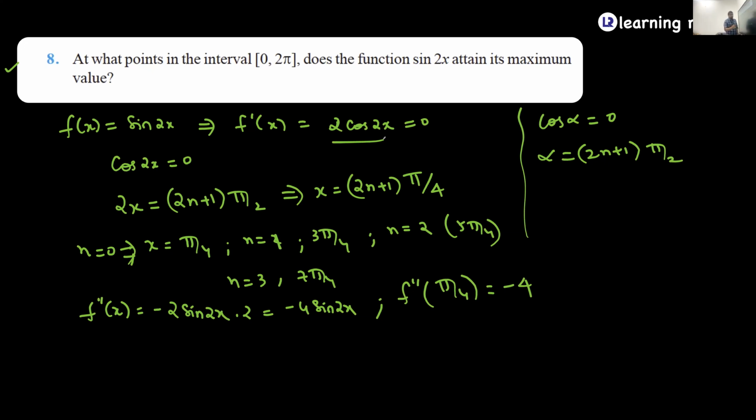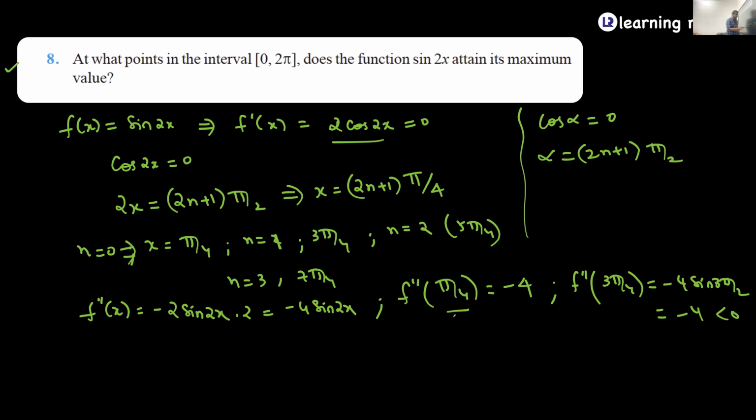Next, what is f double dash of 3 pi by 4? You'll get minus 4 into sin 3 pi by 2. What is sin 3 pi by 2? Sin 3 pi by 2 is again 1, so again you are going to get minus 4, which is also less than 0.